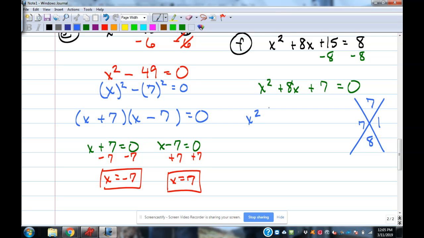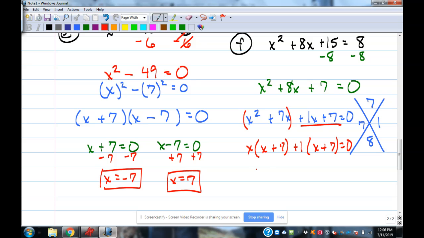Have y'all noticed something happening when there's a plain x squared? There's nothing in front of it. Have y'all noticed the pattern? That when I group that, x comes out and got an x plus 7 left. And in this one, I pull out a 1. X plus 7 is left. And I get x plus 1 and x plus 7.